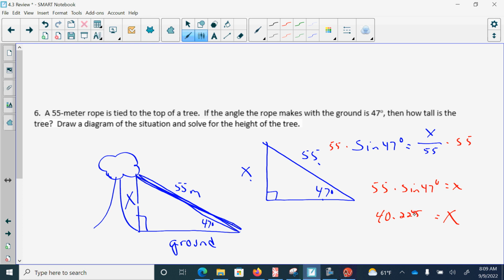And it doesn't tell me a certain number of decimals, so I'm just going to round it to 2. So I'm going to say 40.22. And my units are going to be the same units as my rope, which are going to be meters. And that is going to be the height of the tree.